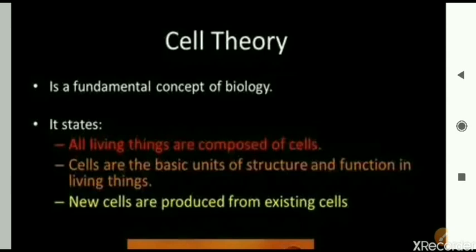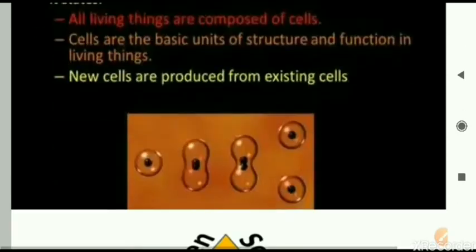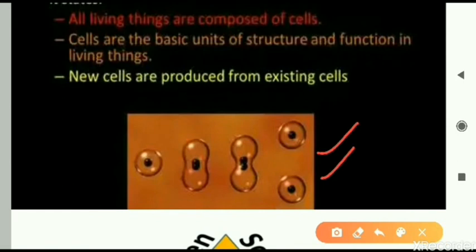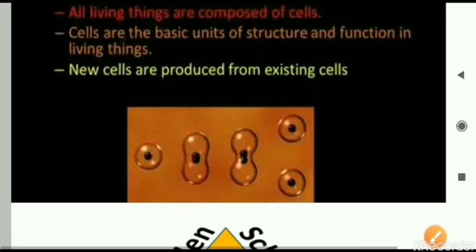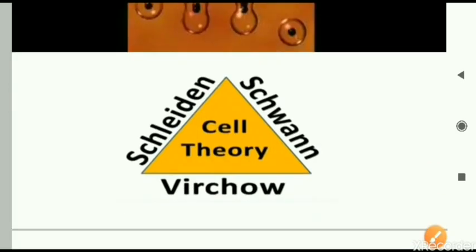Cells do not originate on their own. Every cell originates from an earlier cell. That is, it takes place by cell division. So here you can see, this is the concept given by Rudolf Virchow. New cells are produced from the pre-existing cells. So these three names you have to remember with regard to cell theory: Schleiden, Schwann and Virchow.